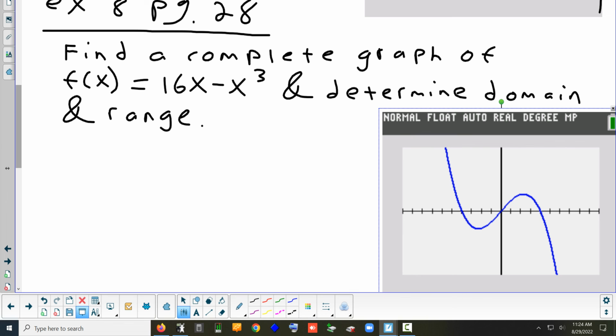So what's the domain on this one? What numbers are you allowed to plug in for the X value here? Yep, all real numbers. The only time you have a problem with domain is if you are going to divide by 0 or you're going to take the square root of a negative. Those are the two things you can't do.